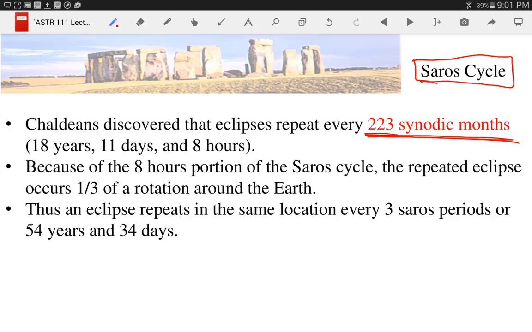It got worse. Okay, so this Saros, oh, look, here I had done the calculation. Every 54 years and a month, well, in 34 days, you have the eclipse to reoccur.